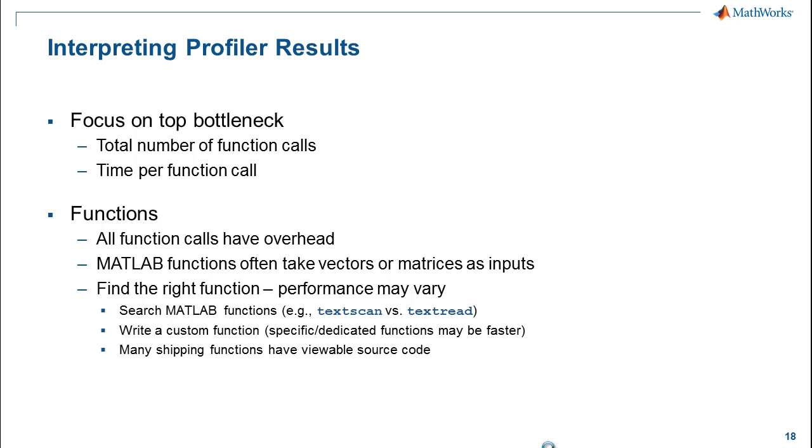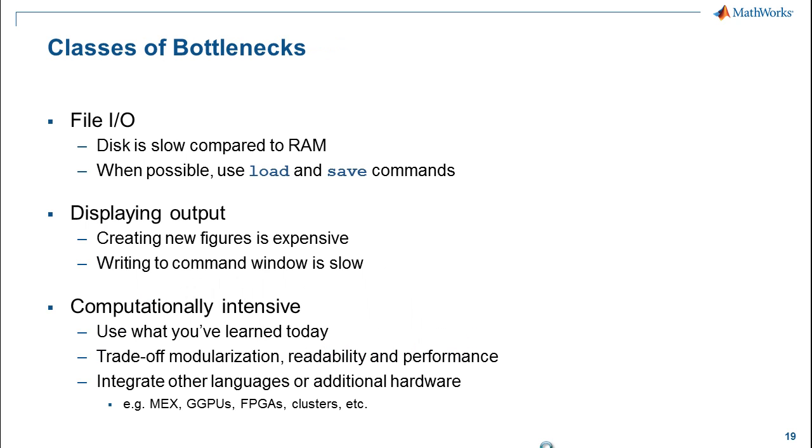A lot of MATLAB functions actually have viewable source code. So by typing edit space the function name in the MATLAB command prompt, you can see the source code. And by looking at this, you can write your own functions to do similar stuff, where you can ignore all the extra error checking or extra outputs that are being created that you're not using. So you can write your own custom functions to do similar stuff, which can have better performance.